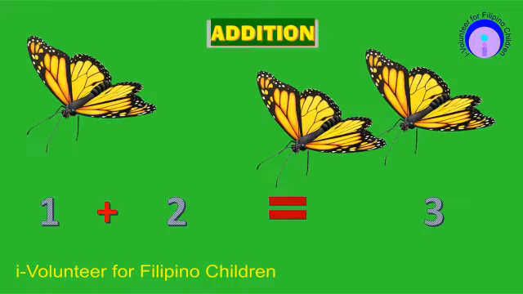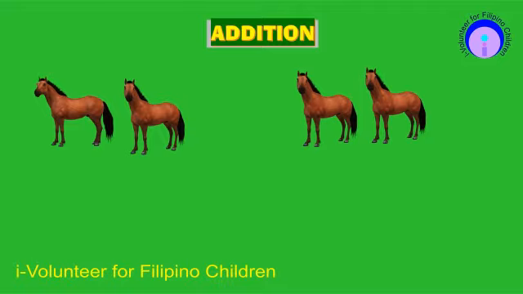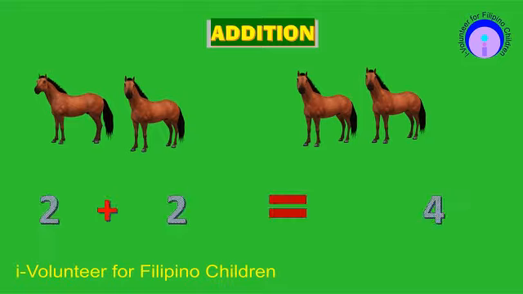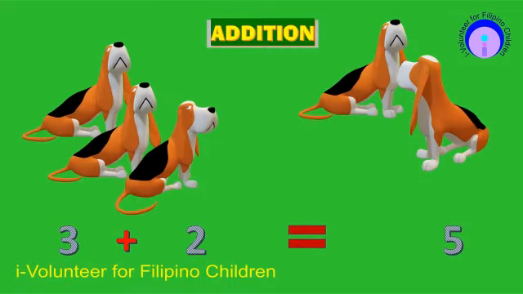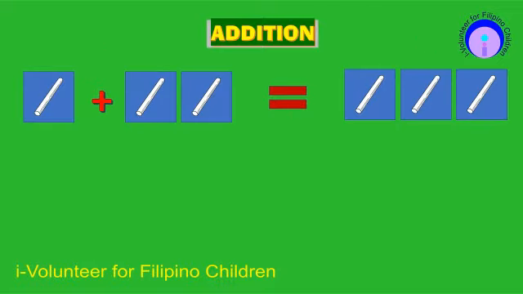1 butterfly plus 2 butterflies is equal to 3 butterflies. 2 horses plus 2 horses is equal to 4 horses. Let's continue. 3 plus 2 is equal to 5. 1 stick plus 2 sticks is equal to 3 sticks.